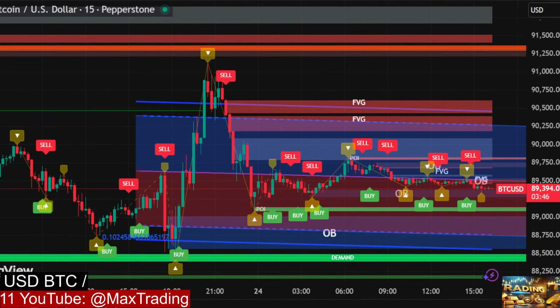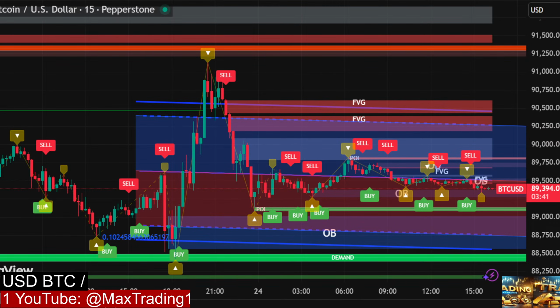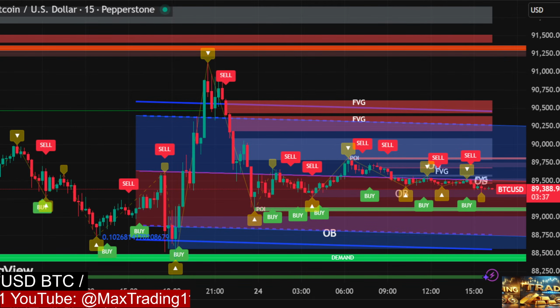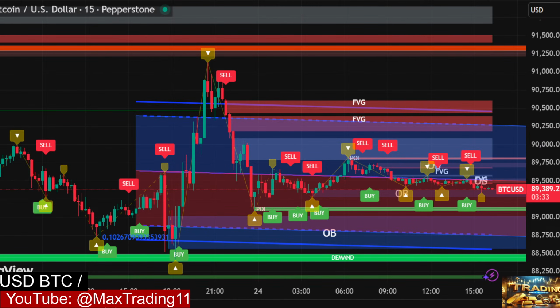Patience is key here. We do not enter just because the price has touched the boundary. We must wait for our confirmation signals to appear. Rushing into a trade here is purely gambling. We are here to trade with a statistical edge.